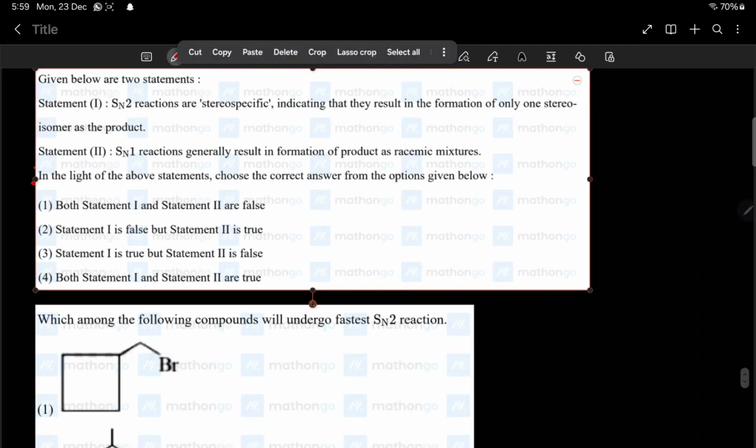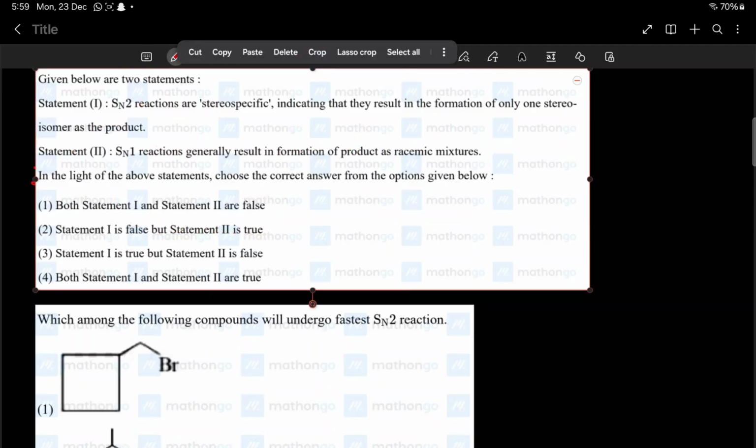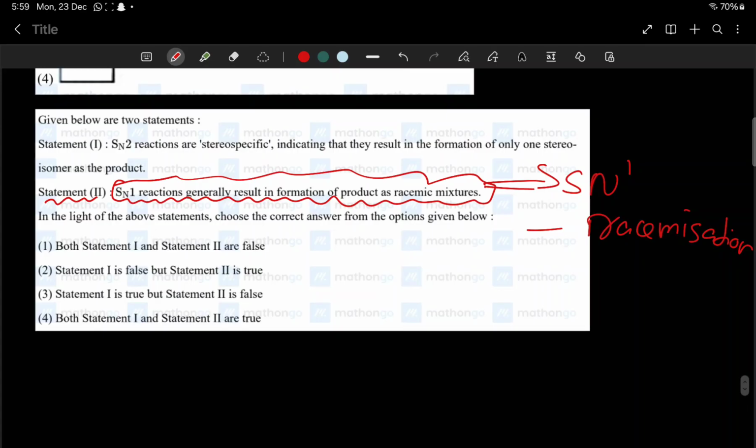One stereoisomer means inverted product is preferred. Inverted product is preferred. So I think both statement 1 and 2 are true. Let me check the answer. Yes, both the statements are correct. Because this thing I told, SN2 reaction is stereospecific because only inversion happens. Retention doesn't happen, only inversion happens, right? Both are correct. So this question is over.